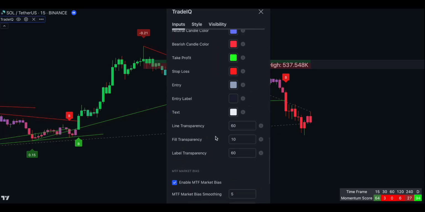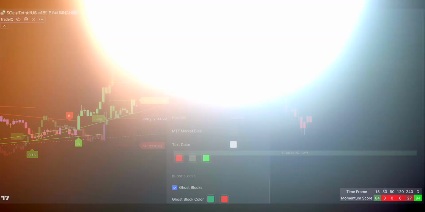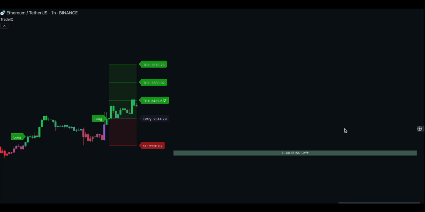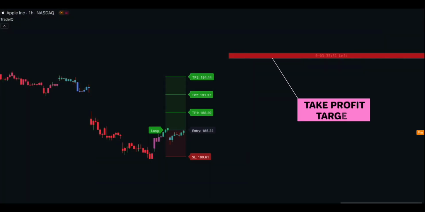Introducing ghost order blocks, a unique feature that projects potential future support and resistance levels. These are based on past market data and trading patterns, giving you a forward-looking tool to anticipate market movements and plan accordingly. These order blocks can be used as an extra layer of protection from losing trades. They're also an excellent reference for taking profit targets.